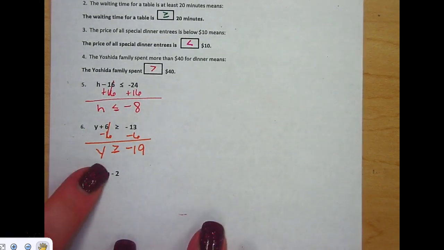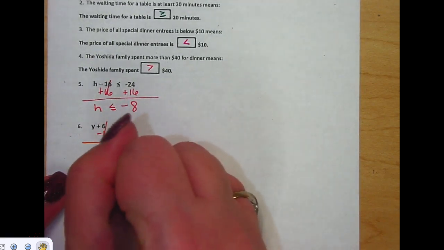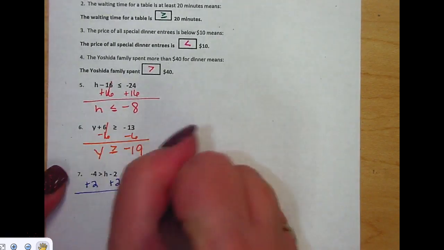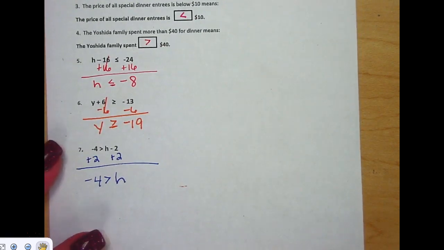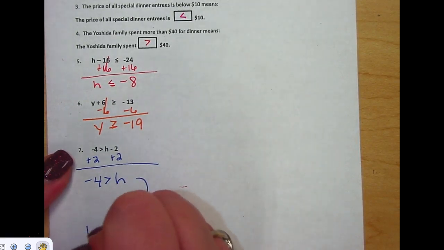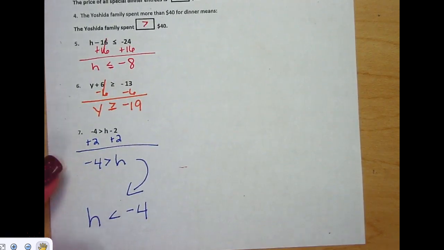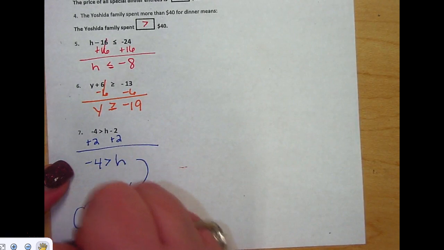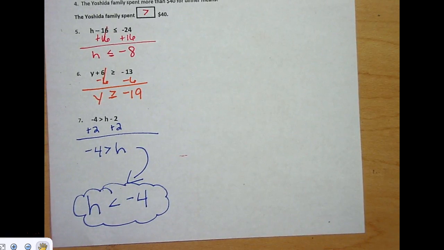So we want to keep the H by itself. The opposite of subtracting 2 is add 2 to both sides. We're left with negative 4 is greater than H. Can I leave it in that order? No, the variable has to come first. So you need to flip it, and it needs to say H is less than negative 4. You got to flip it, and then if you needed to graph it, then you could graph it. Everybody okay with that? Okay.